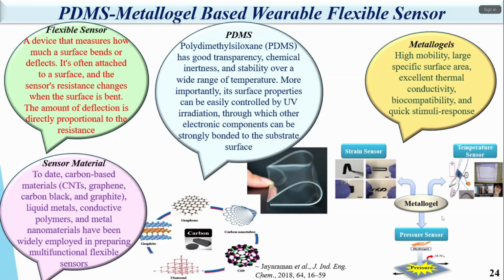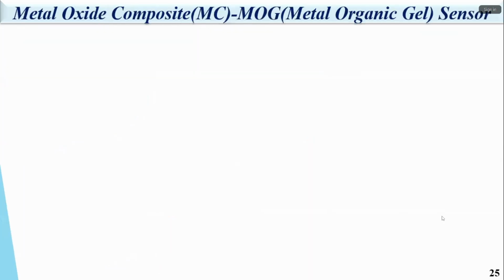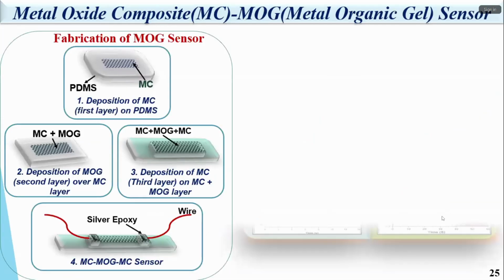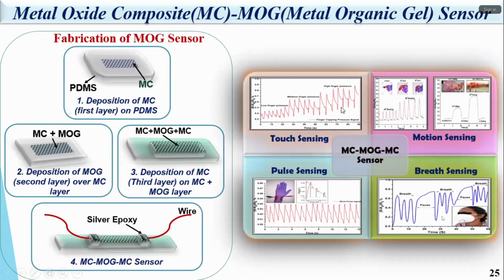The conductivity of these metal gels can be enhanced using some doping, or we could directly synthesize conductive metal gel, which can directly be incorporated into these kinds of flexible sensors. And finally, here is the basic scheme that I've shown you earlier. So we could use this metal organic gel as a sensor.